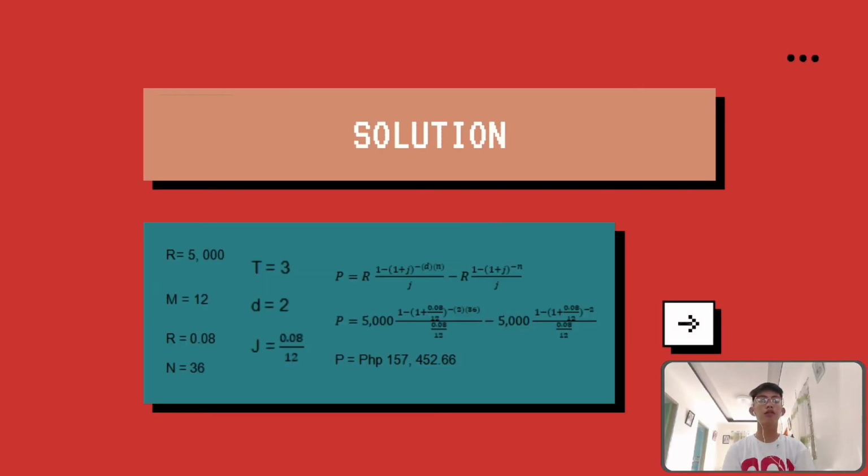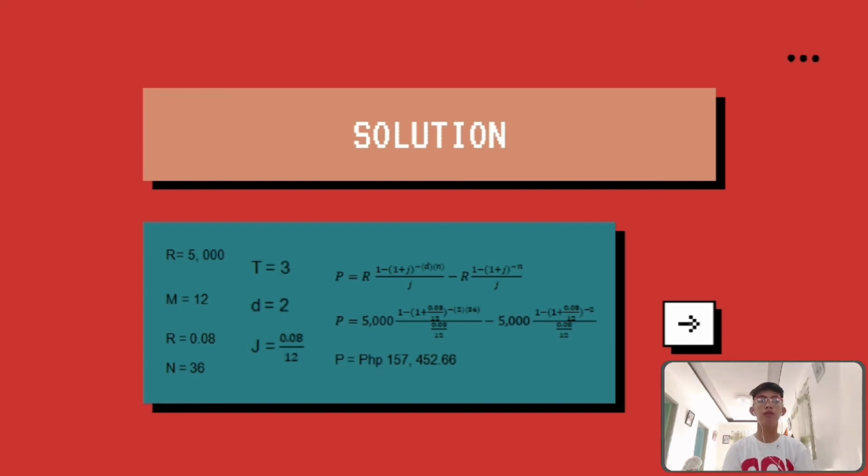The regular payment is 5,000. Compounding period is 12. Nominal rate is 0.08. Term is 3. The j value is 0.08 over 12. The n value is 36. And the deferral period is 2. The formula to be used is P = R times (1 minus (1 + j) raised to negative (d + n)) over j, minus R times (1 minus (1 + j) raised to negative d) over j.